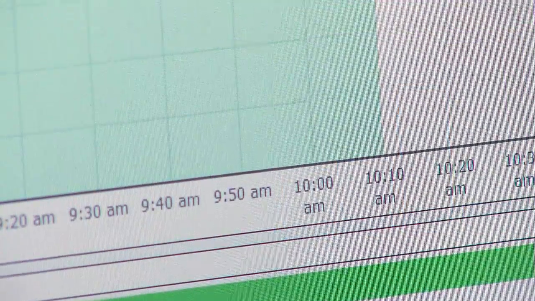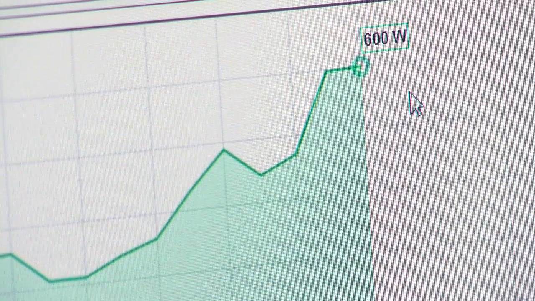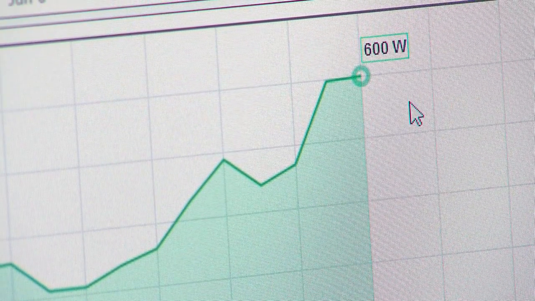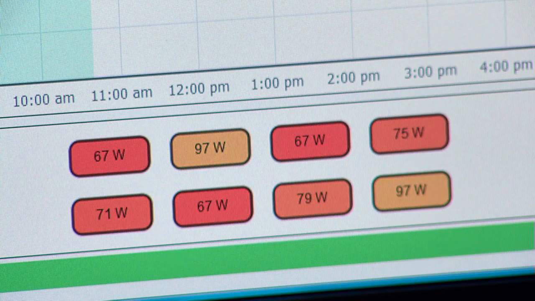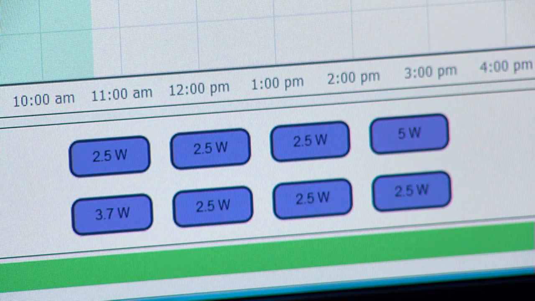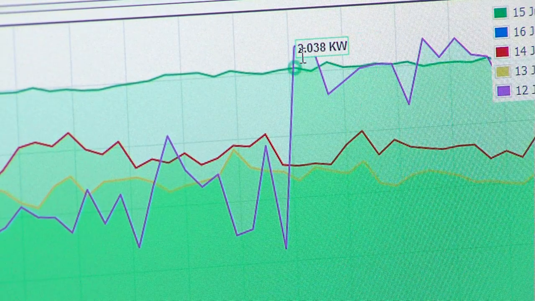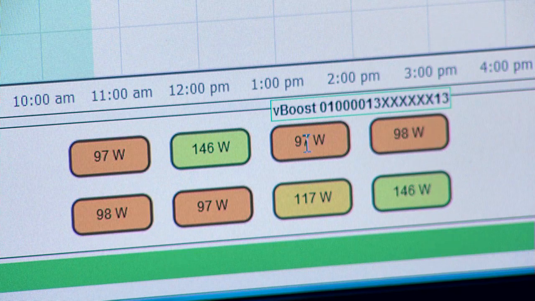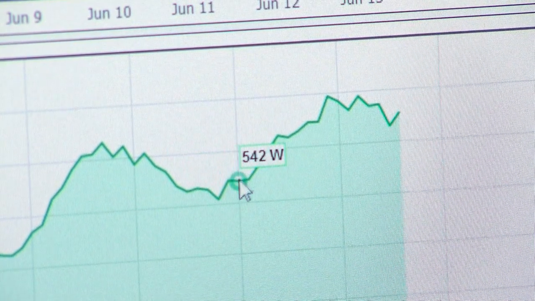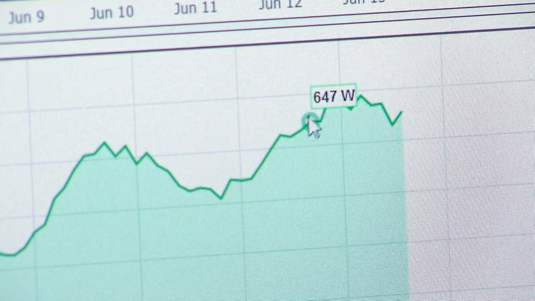For any particular time within that history, you're able to see not only what the entire array is doing, but you can actually zero in on each individual module in the array to see what its contribution is to the overall production of the system. This continuous stream of information allows you to immediately identify and isolate any trouble spots in your system, not only reducing maintenance costs, but also reducing downtime.